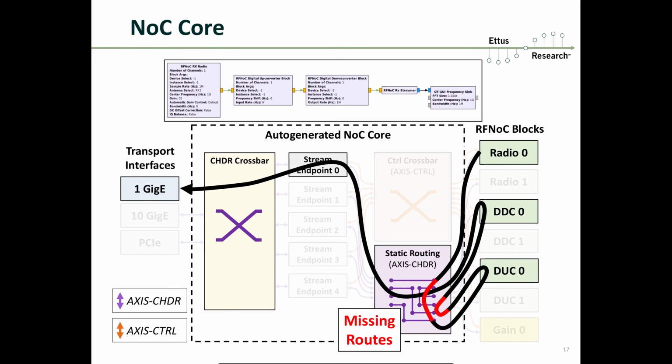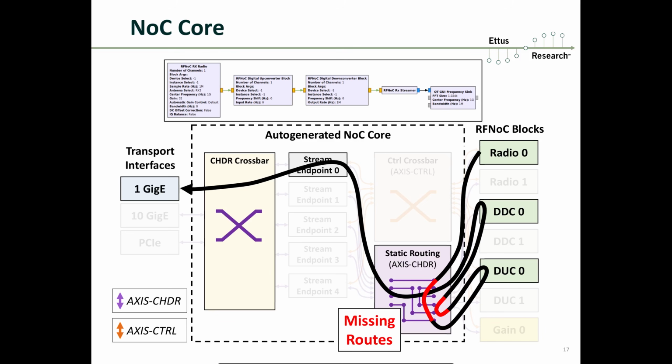Now the previous one with the radio Rx samples to the DDC, that is an often used configuration all the time. Most flow graphs use that configuration. And so it makes sense to have that baked into our default images that we release.